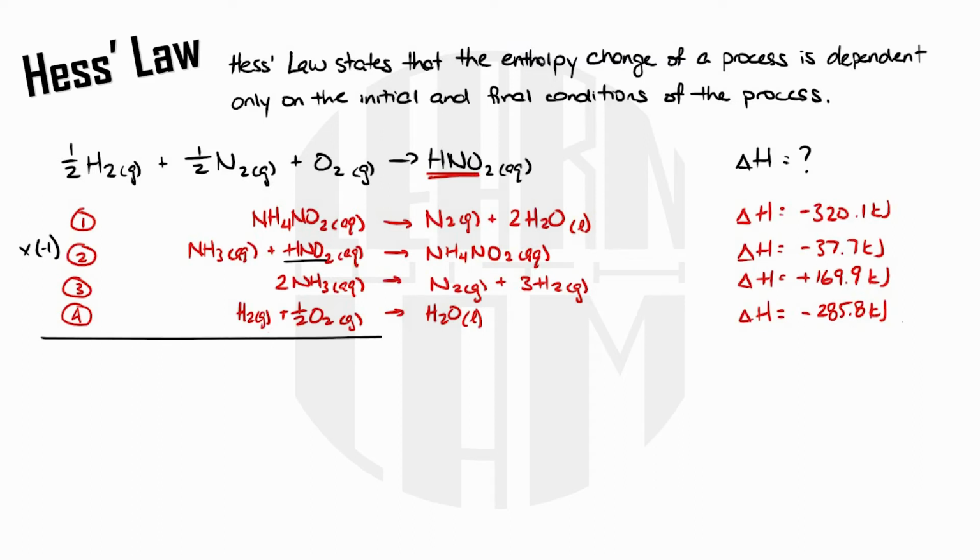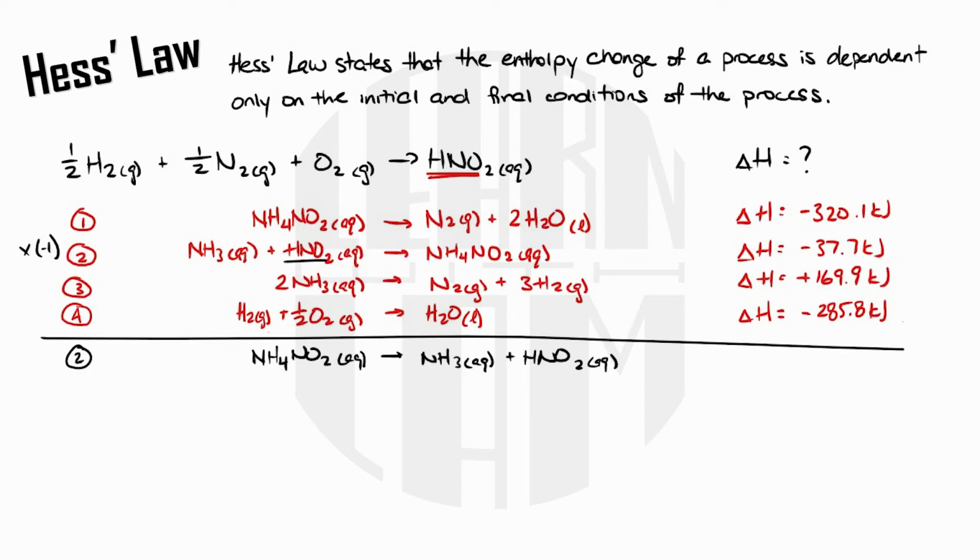So we'll rewrite reaction 2 with the manipulation that we want down here. We flip the reactants and products, and most importantly, we also multiply the enthalpy by -1, meaning the new enthalpy for this reaction is positive 37.7 kilojoules. Now, notice that we end up with ammonium nitrite in our reactants, and that's not in our desired reaction, but don't worry, we're going to take care of that later.